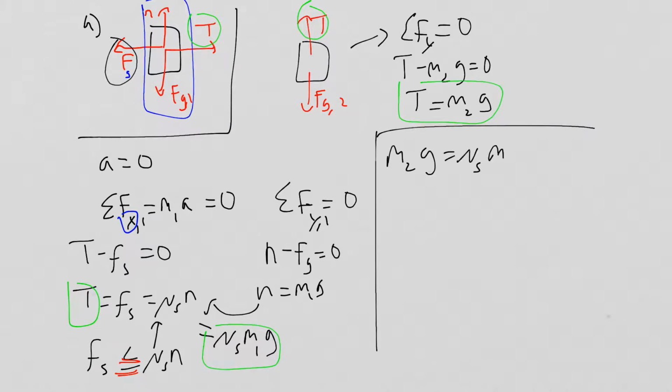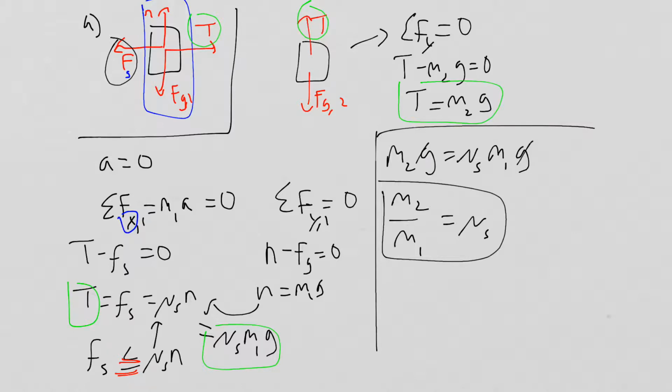The g's will cancel, and we're left with m2 over m1 equals mu s, and that's our final answer. Notice that I carefully worked through it, starting with free body diagrams, identifying the acceleration from the description of the problem, then using my free body diagram to fill in the net forces, and just writing Newton's laws repeatedly until I got rid of all my unknowns.